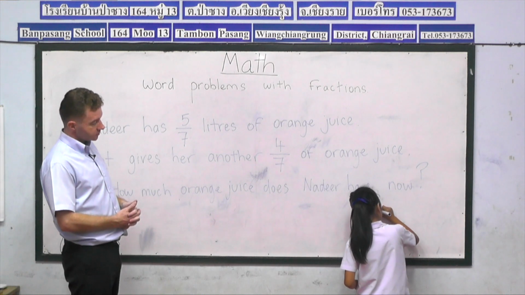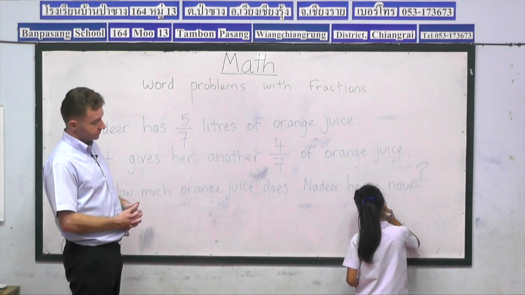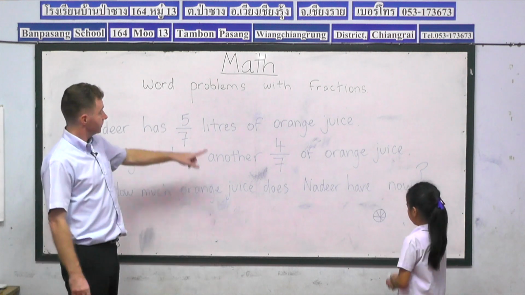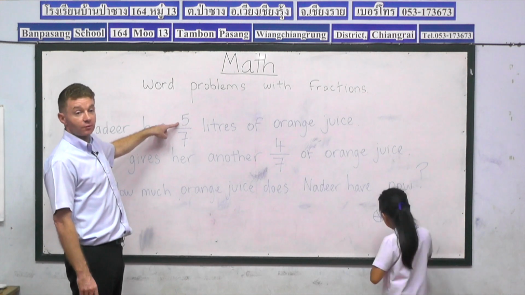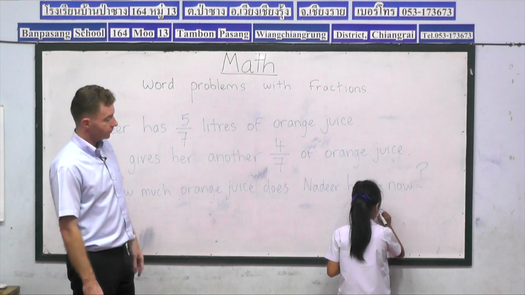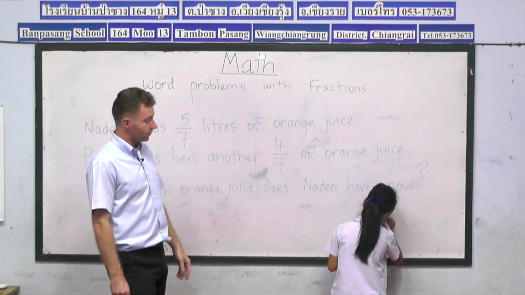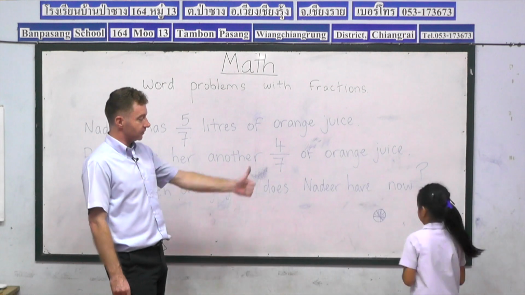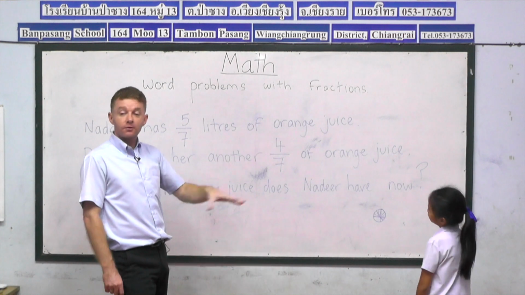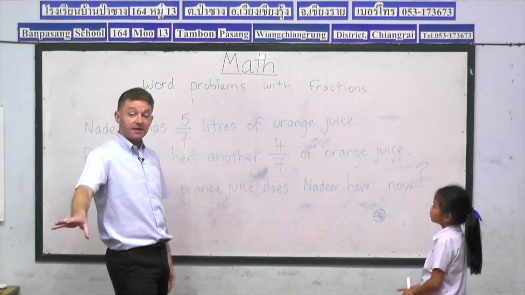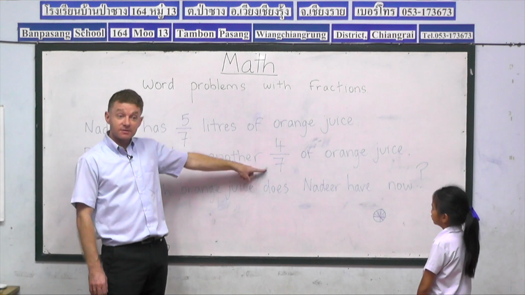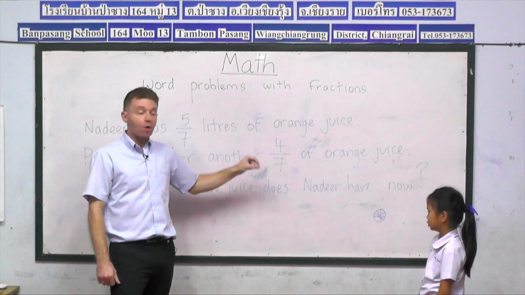We need 7 parts, 2, 4, 6, and then 1 more. Perfect. Now, how many parts of our circle do we need to complete? 5. 1, 2, 3, 4, 5. Excellent. So Nadia has 5/7 of a litre of orange juice. But then Pat, being very kind, gives her another 4/7 of orange juice.